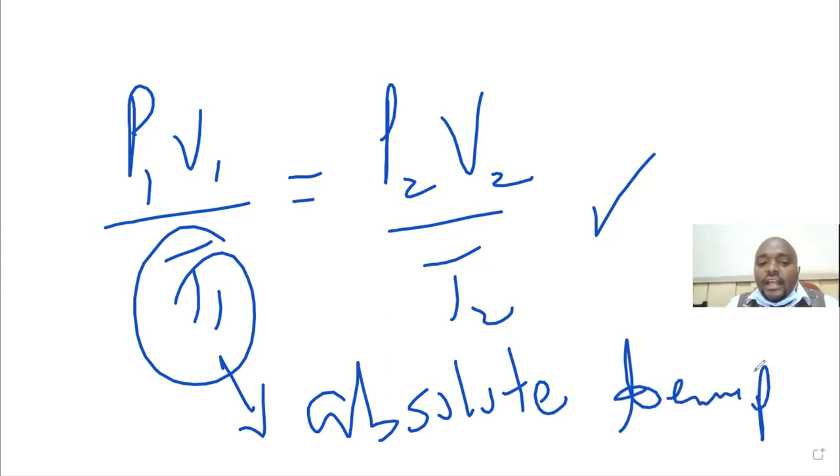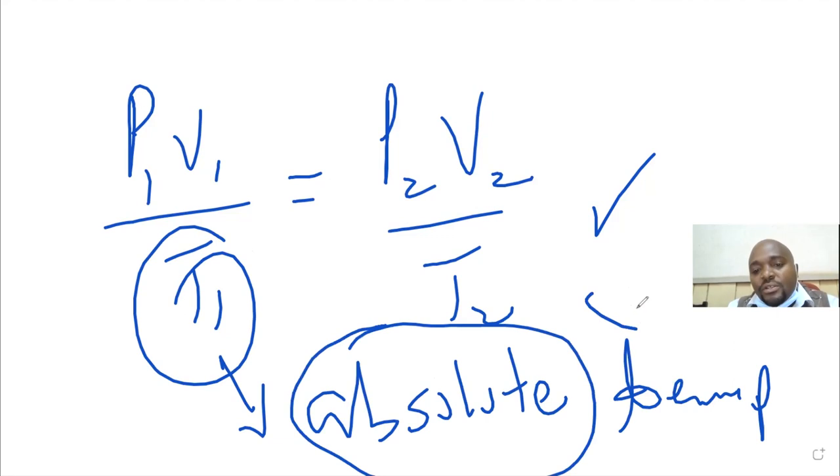When you're told to state Charles' law, it states that the volume of a fixed mass of gas is directly proportional to its absolute temperature. Don't leave out the term absolute. If you leave it out, you'll be wrong. So it is directly proportional to absolute temperature at constant pressure. The term absolute is very necessary.